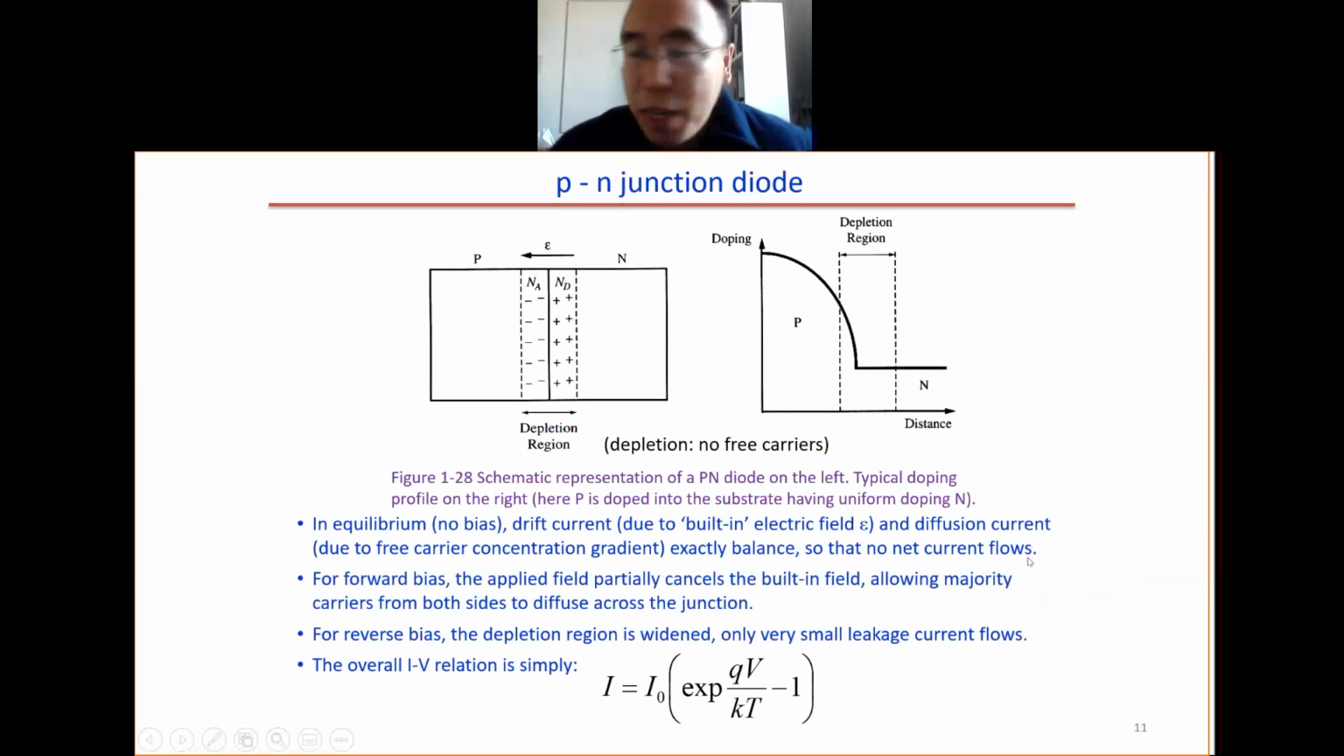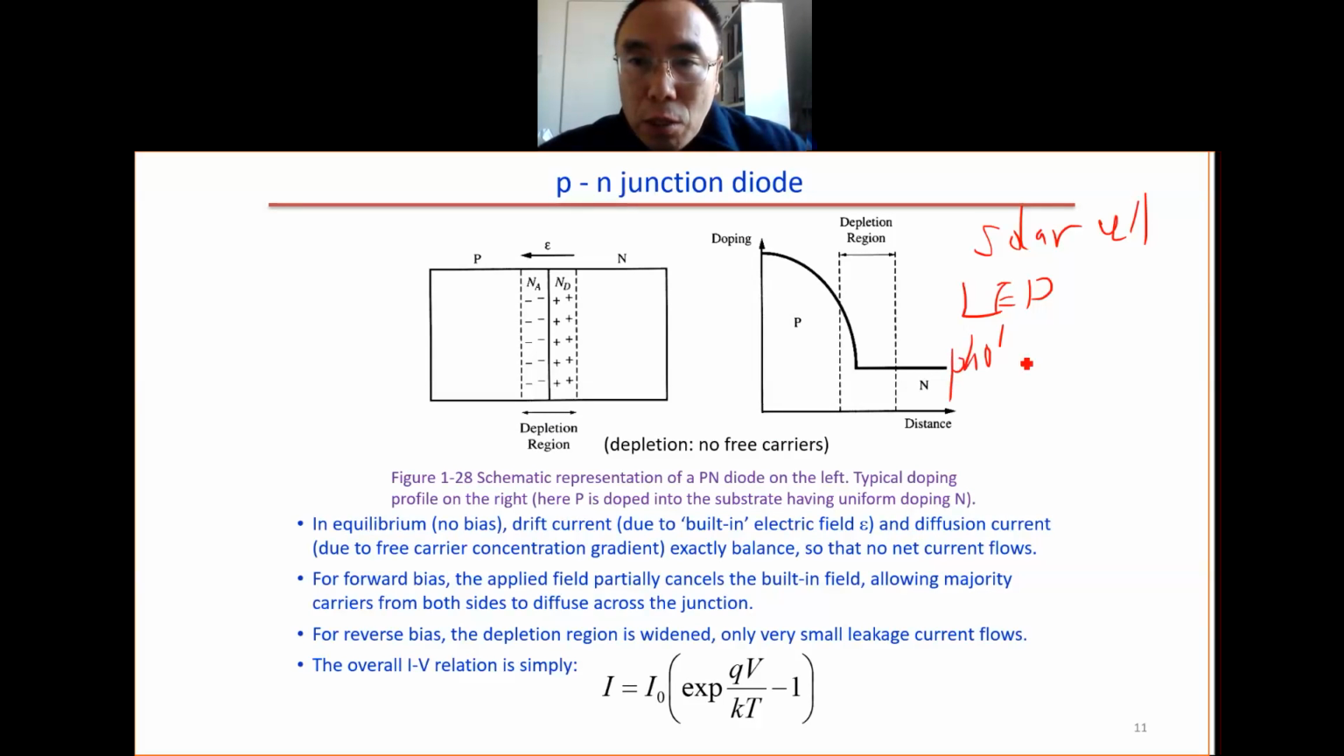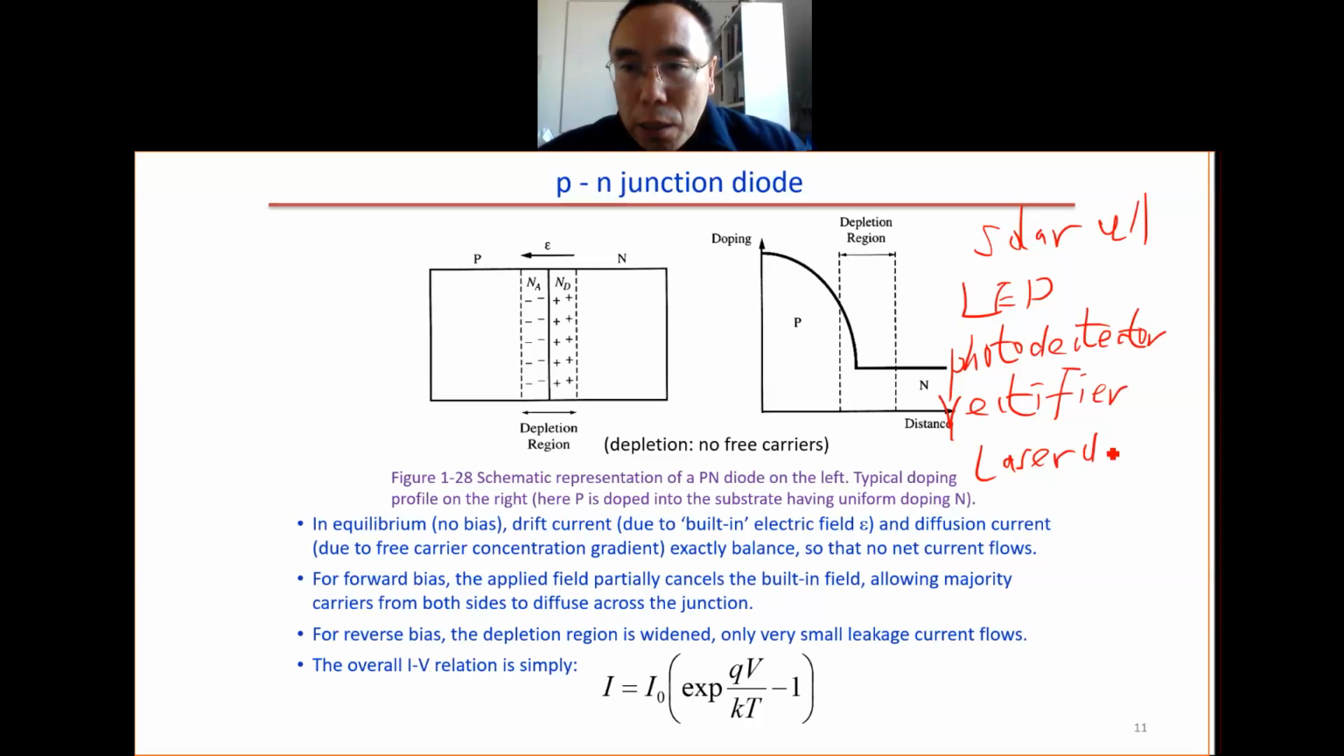The first one is the PN junction. So what's the use of the PN junction? We know the solar cell. The solar cell uses a PN junction. Another one is the light emitting diode. We also have photo detectors, which are also based on the PN junction. And we also have the rectifier. Do we have anything else? We have the laser diode. So they are all based on the PN junction.